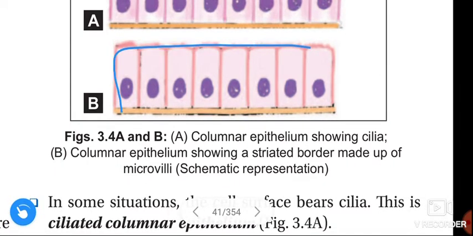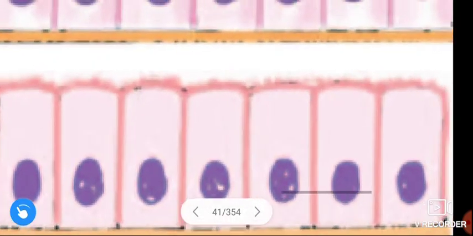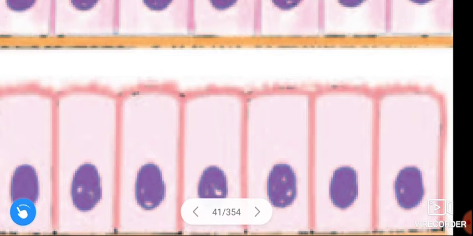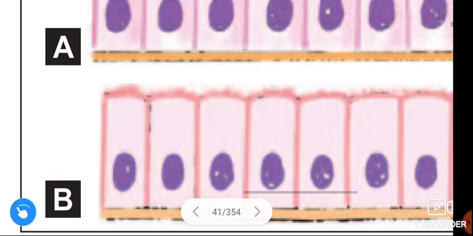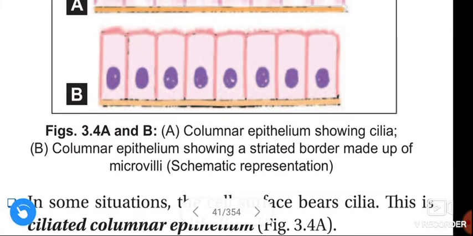This is the columnar epithelium showing a striated border made up of the microvilli. See, lightly. Are you able to find it? See guys, here. This is the columnar epithelium showing a striated border made up of microvilli.